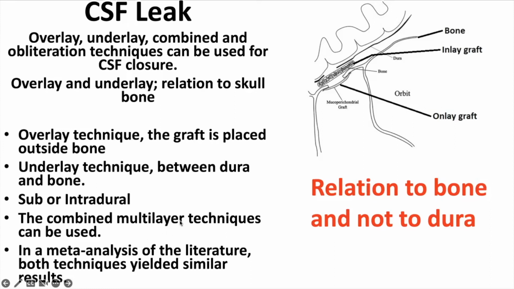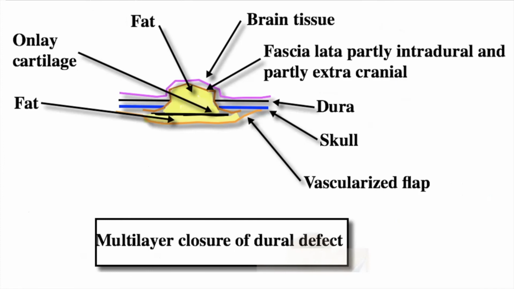You can put tissue intradurally when there's a large cavity left after tumor excision. So put in fat to obliterate that cavity, and then you can have inlay, onlay technique, and multi-layer closure can be done. The meta-analysis shows that both techniques, overlay or inlay techniques, have resulted in similar results of CSF repair.